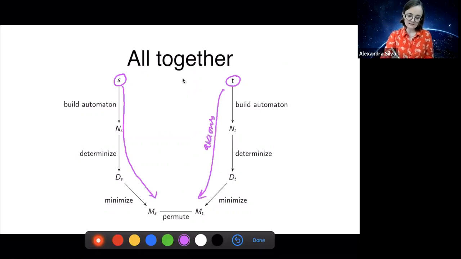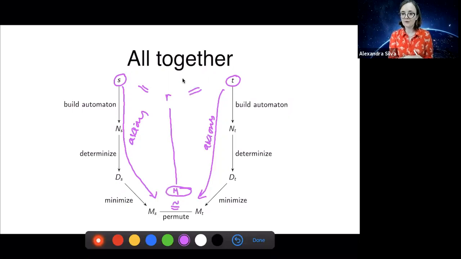And then at the end, you might end up with slightly different minimal automata, which are isomorphic. So you just permute them. And you end up here in the middle with one representative of both minimal automata that you can use to show that there exists an expression R here that is equivalent to both. And therefore, they are the same. So you built a proof using constructions from automata theory. And this is how completeness works.